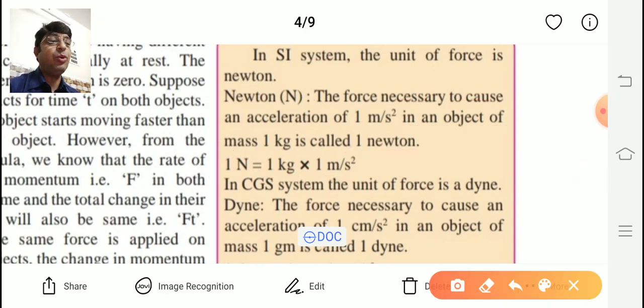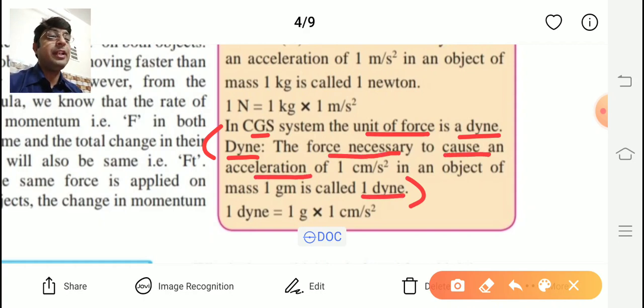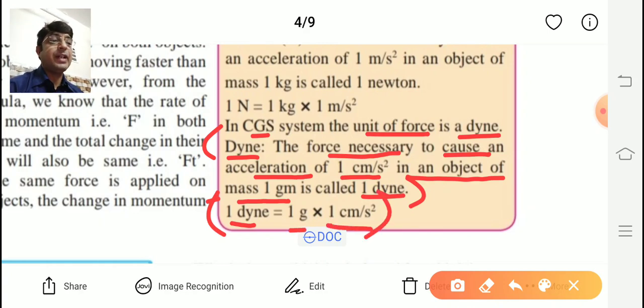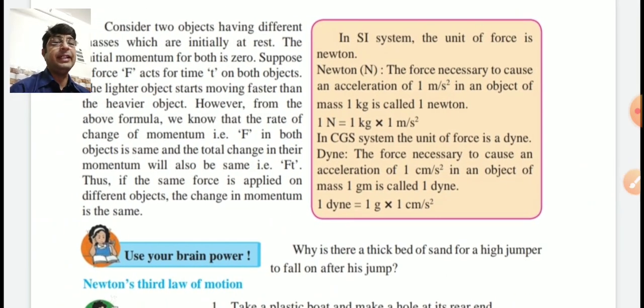The CGS unit of force is dyne. Underline, in the CGS system, the unit of force is dyne. Define 1 dyne: the force necessary to cause an acceleration of 1 centimeter per second square in an object of mass 1 gram is called 1 dyne. Mathematically, 1 dyne is equal to 1 gram multiplied by 1 centimeter per second square. So we define 1 Newton and 1 dyne like that.